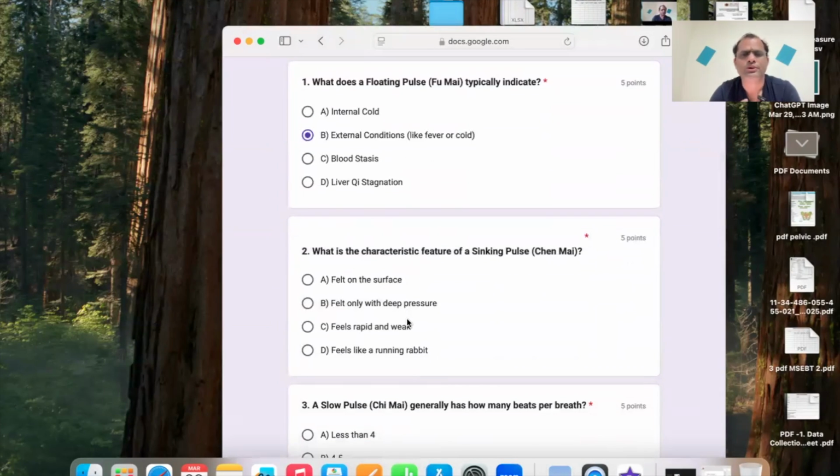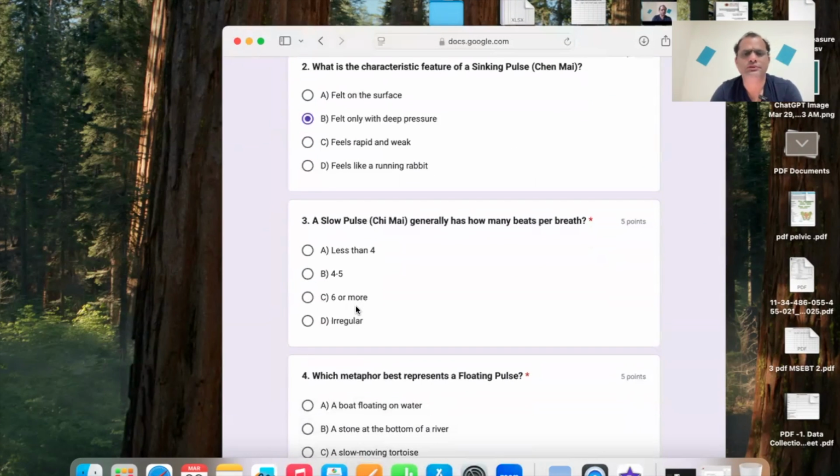Question number 2. What is the characteristic feature of sinking pulse? Felt only with deep pressure. So the sinking pulse is felt only with deep pressure. Okay. Because for the sinking pulse, which example do we give? A stone in the bottom of the river. That is the example of sinking pulse.